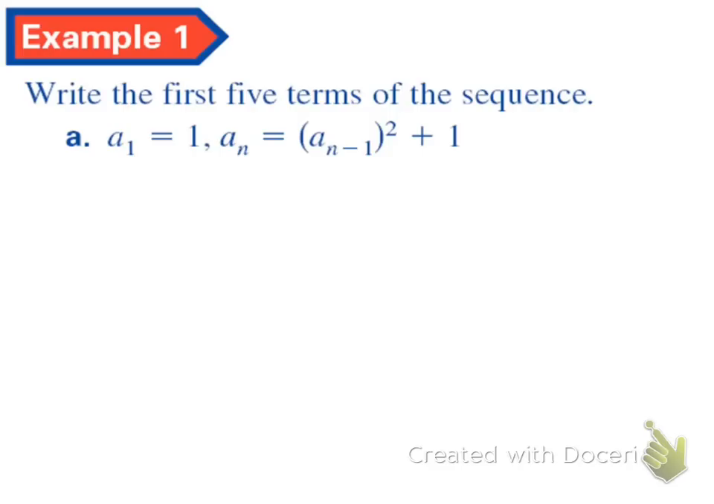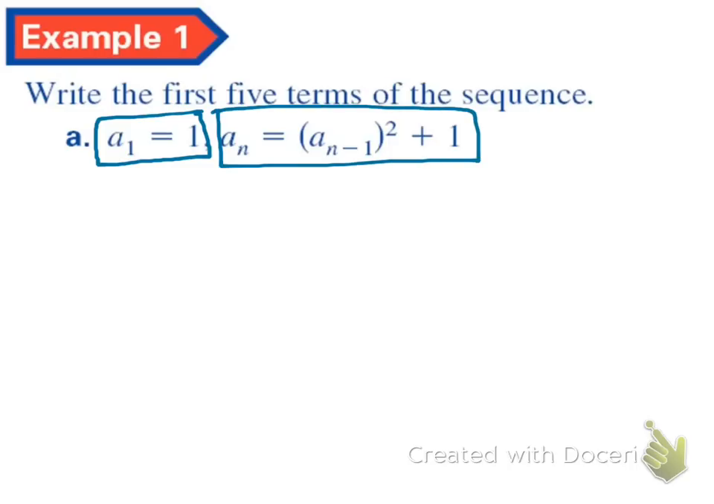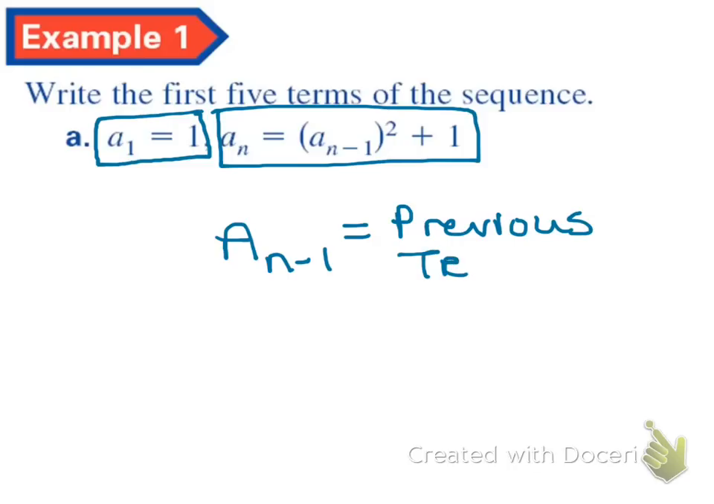Here in example 1, we have a rule written recursively. We're given the first term is 1, and then a recursive rule for all terms after the first term. Notice the a sub n minus 1. Anytime you see this in a rule, what this means is the previous term. It means take the previous term, the one before what you're looking for, and do something with it. In this case, it wants us to take the previous term and square it, and then add 1 to it.